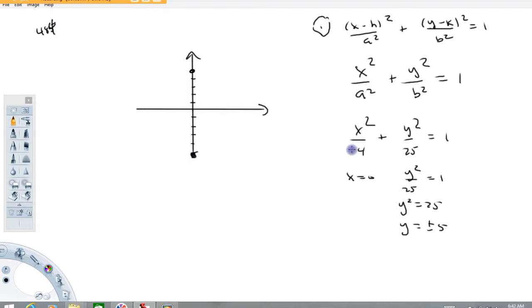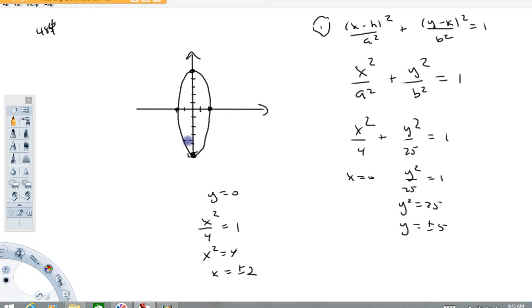Now we can get another set of points by setting y equal to 0. If we force y to 0, this equation now reads x squared over 4 equals 1. It's pretty easy to solve that for x. So x squared is equal to 4, so x is equal to plus or minus 2. So the point (2, 0) is on the ellipse, and the point (-2, 0) is on the ellipse. That's pretty well enough to connect the dots. So we have this basically vertically stretched circle. And there's an example of graphing an ellipse.